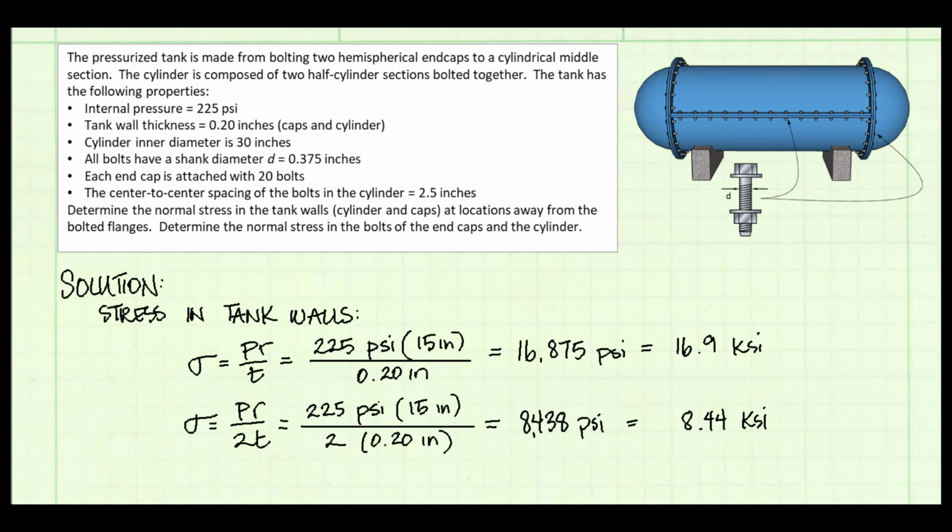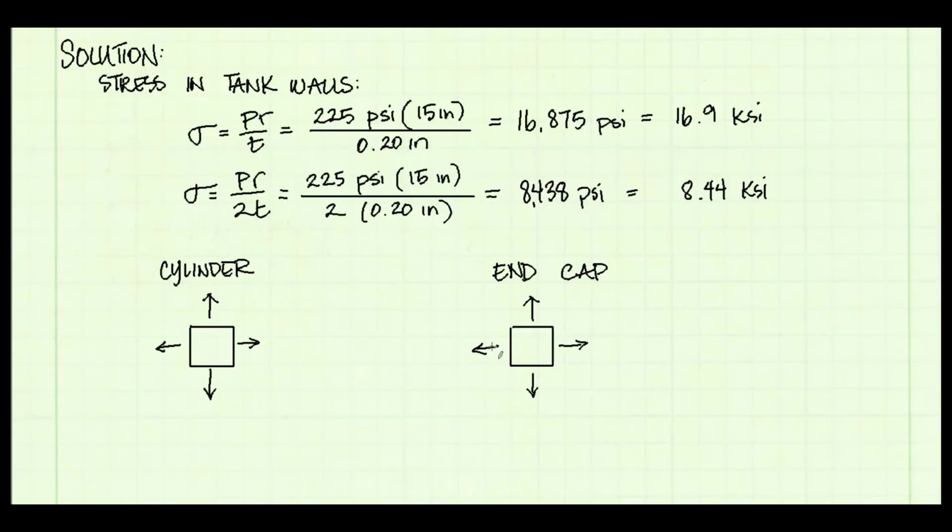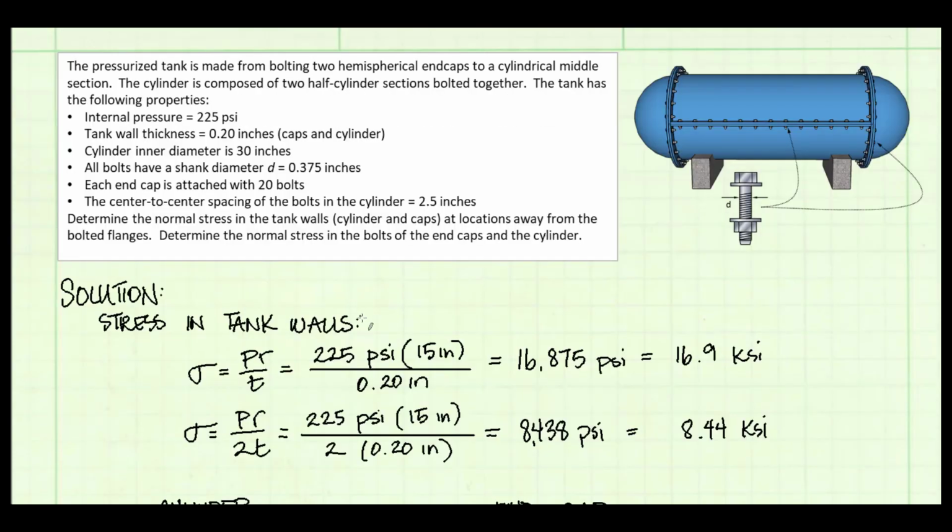And I solve for my stress values. I'm going to show the stresses on stress elements. For the cylindrical portion of the pressure vessel, in the hoop direction, that's the circumferential direction around the cylinder, we have our largest stress, 16.9 KSI. In the axial or longitudinal direction, we have the smaller stress, 8.44 KSI. The orientation of the stress element matters. It is oriented in the same direction as the tank cylinder shown in the figure.